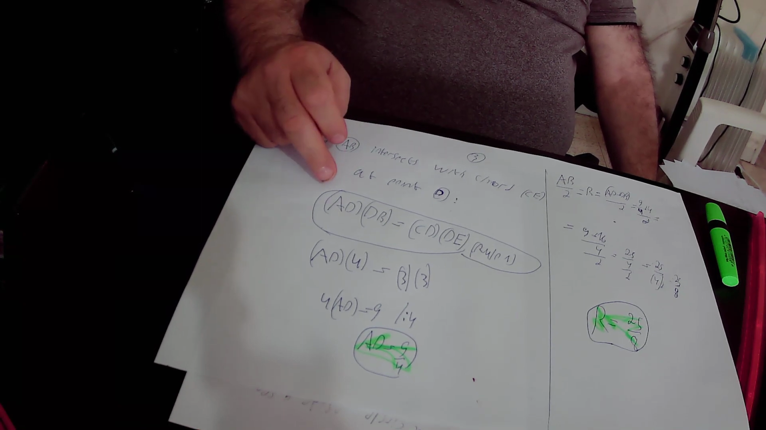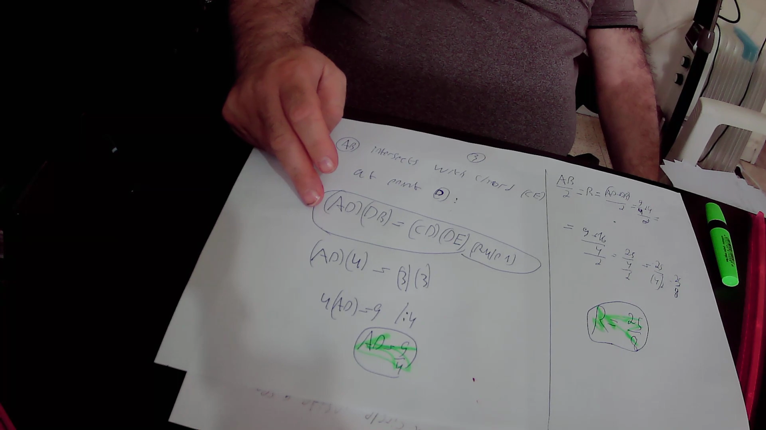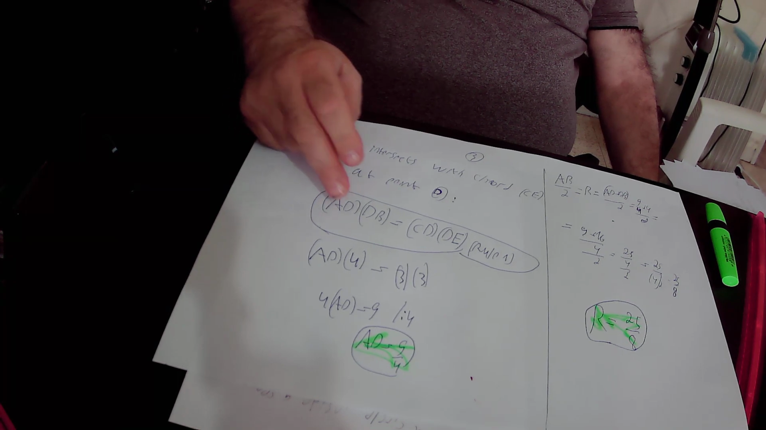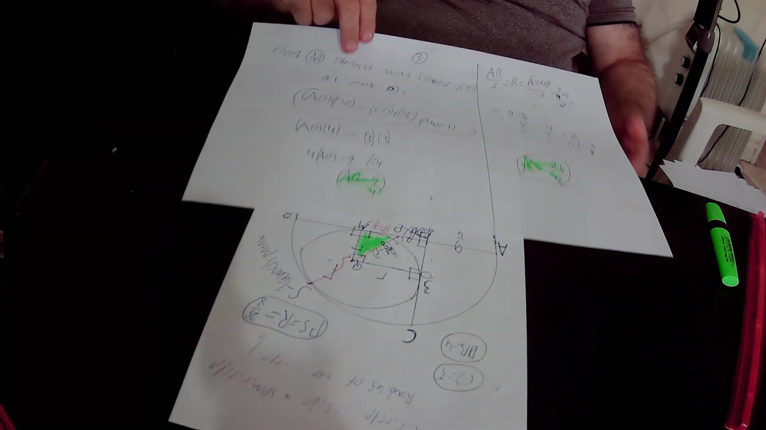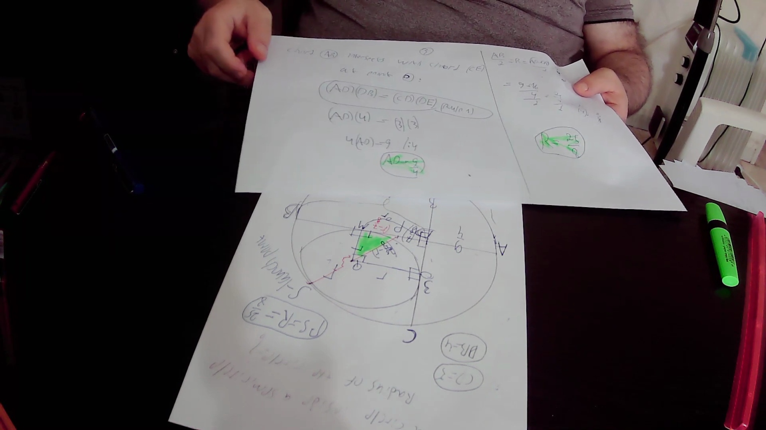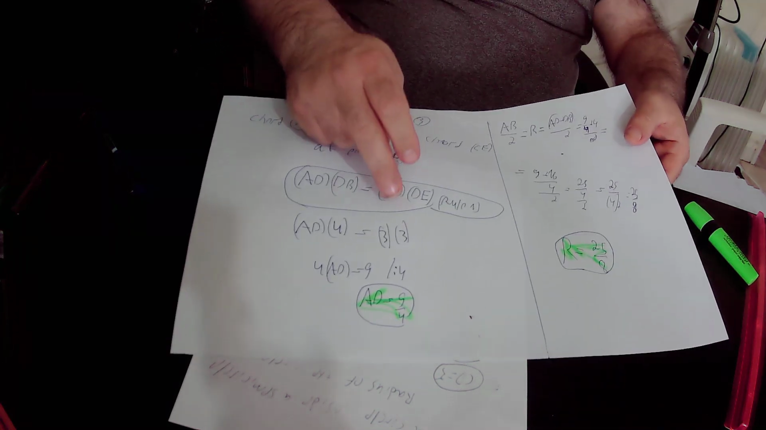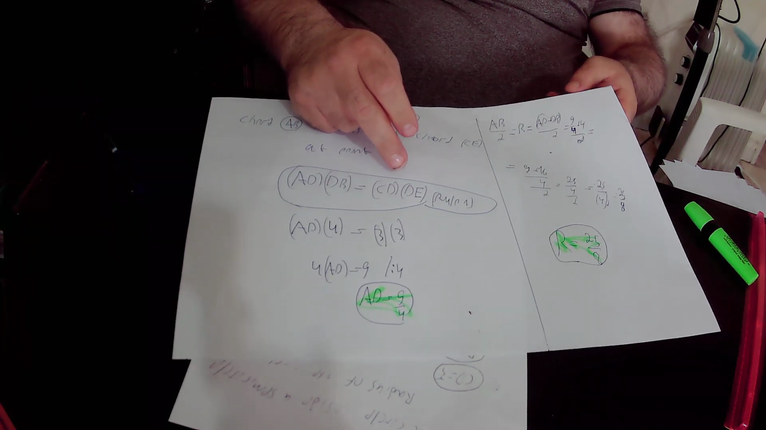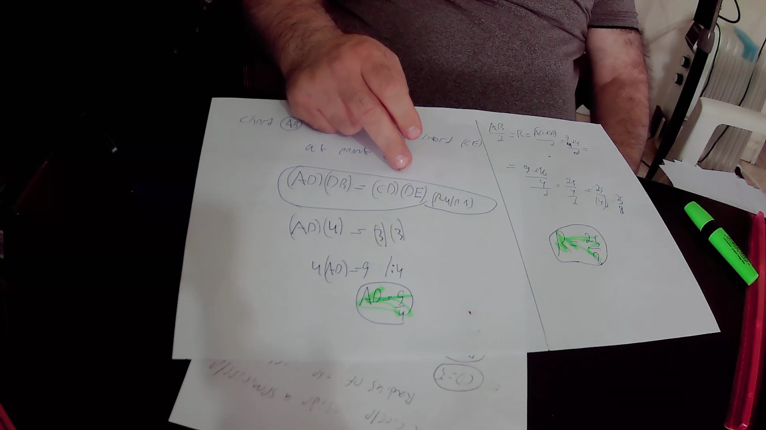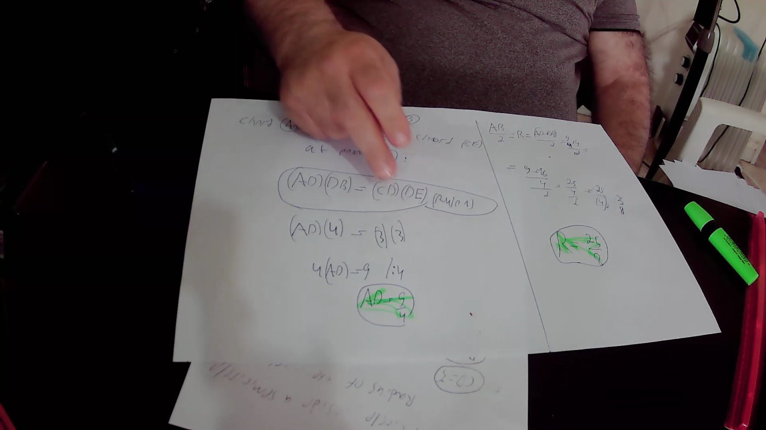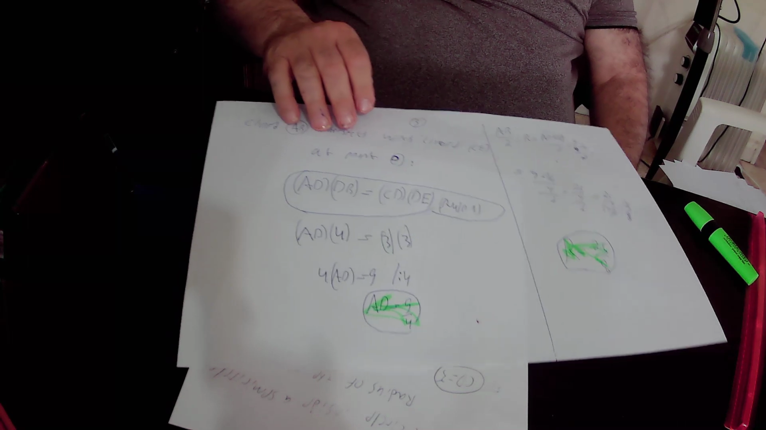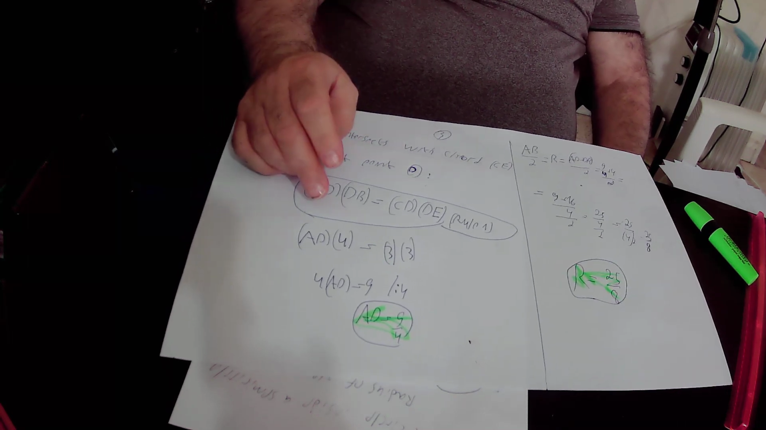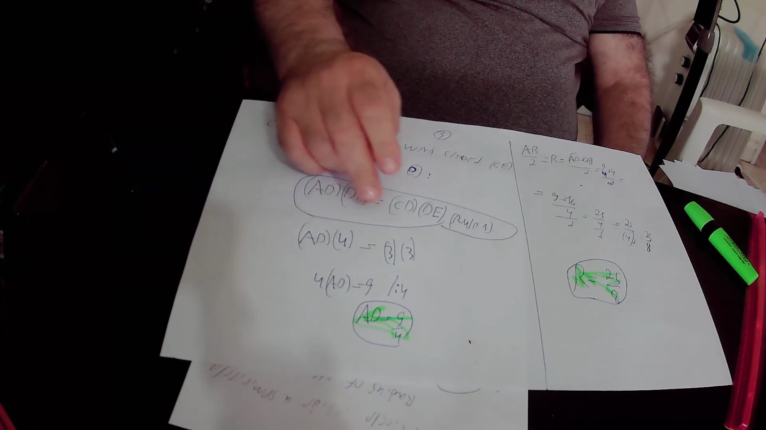So here AD is the missing line segment, so we will leave it as it is. DB equals 4 units according to what is given in the question. CD equals 3 units according to what is given in the question, and we have already found out that DE is also equal to 3 units. So in conclusion, according to rule number 1, 4 times AD equals 3 times 3.